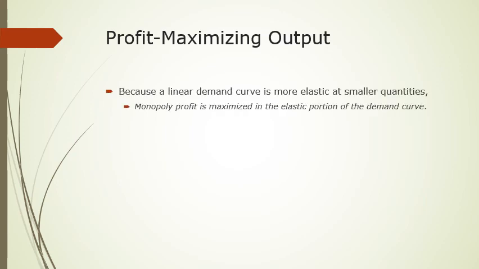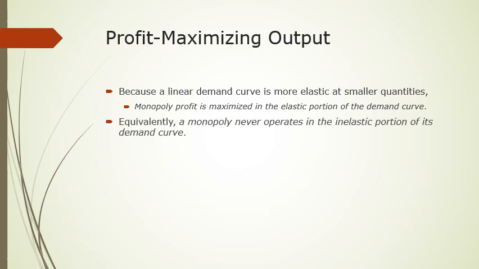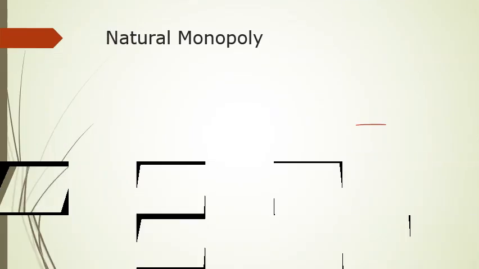Okay, so profit maximizing output. Because a linear demand curve is more elastic at smaller quantities, monopoly profit is maximized in the elastic portion of demand. So we just mentioned earlier that we wouldn't want to be in the inelastic portion of demand unless we want to sacrifice short-run profits for some long-run gain.